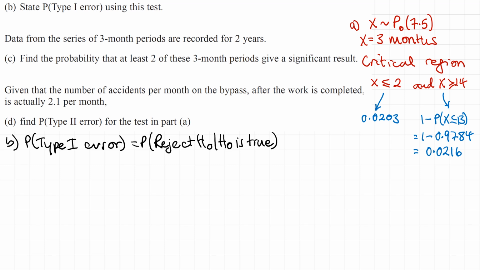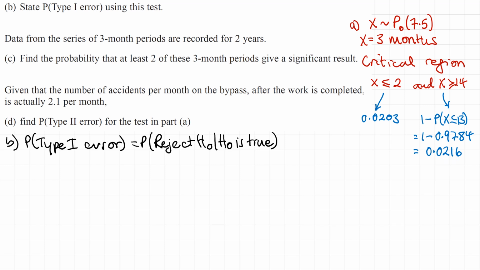Now, the probability that we reject H0, this is the size of the rejection region, or the probability of being in the rejection region. Now, from part A, the probability that x is less than or equal to 2 is 0.0203, this is from the formula book. And the probability that x is greater than or equal to 14 is 1 minus the probability it's less than or equal to 13, which gives us 0.0216.